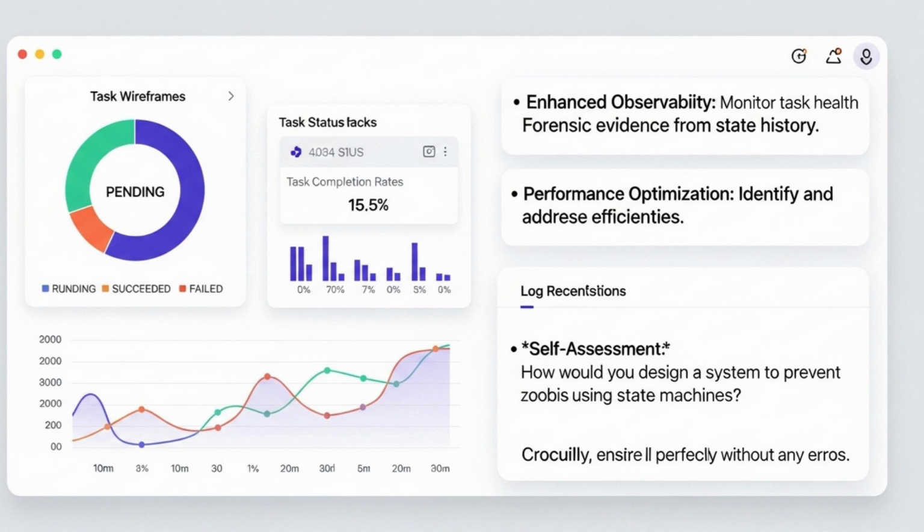Today, we've covered the criticality of task states, explored common pitfalls, and learned how state machines provide a robust solution. We've also touched on practical implementation through enums and their broad system design benefits. To test your understanding, consider this. How would you design a system to prevent zombie tasks using state machines, ensuring they don't consume resources indefinitely?